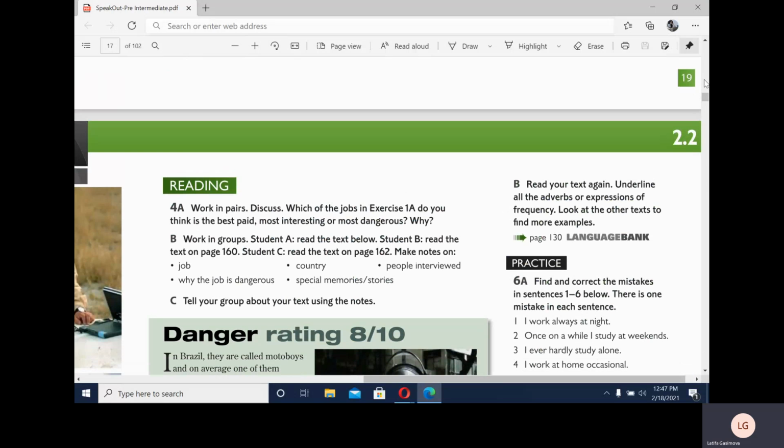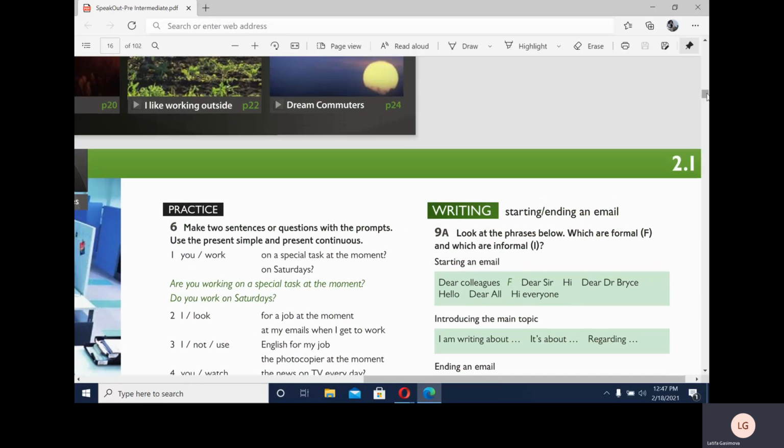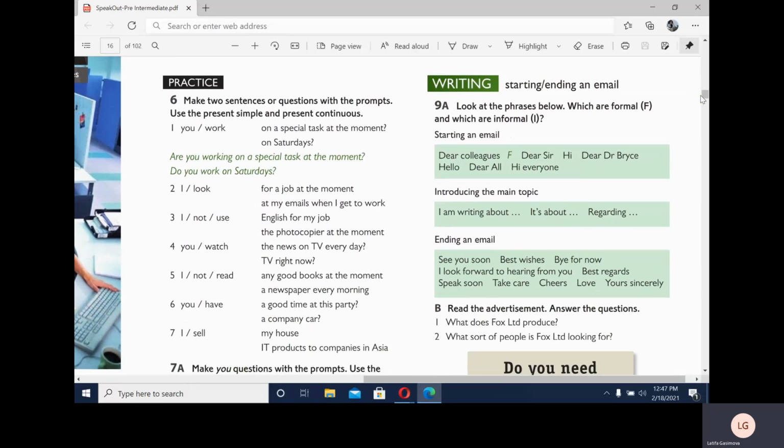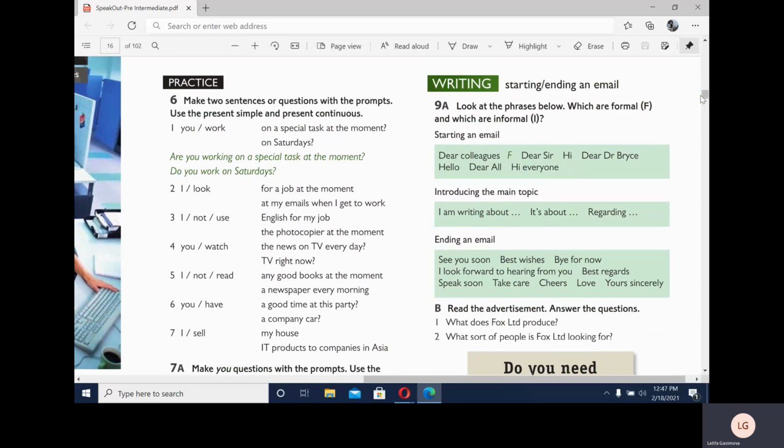Let's go ahead. Oh, sorry. So let's go ahead. Now we have, okay, writing part, and we'll try to learn how to write an email. Well, first of all, an email has its own structure. We have to start our email with a greeting. And in this case, we have to look at the phrases below and find which are formal and which are informal.